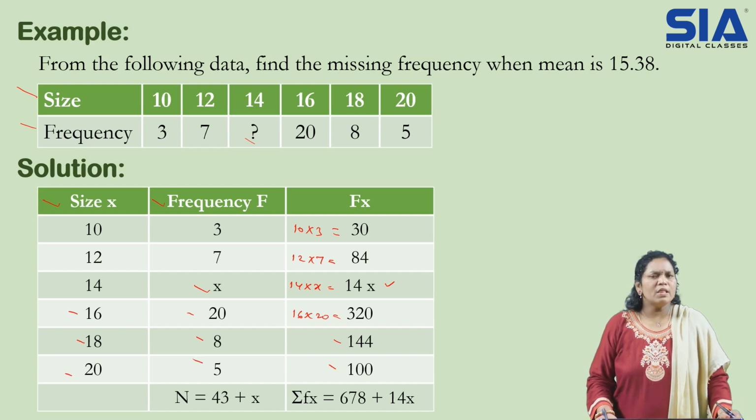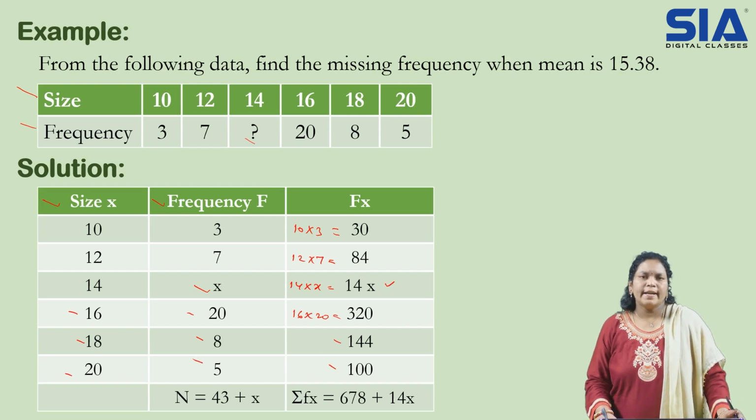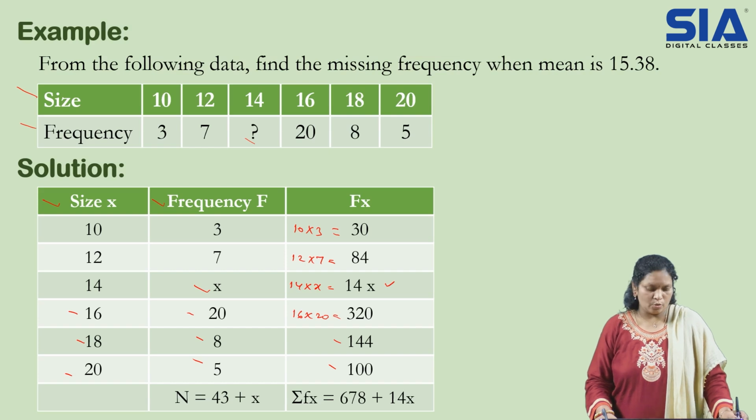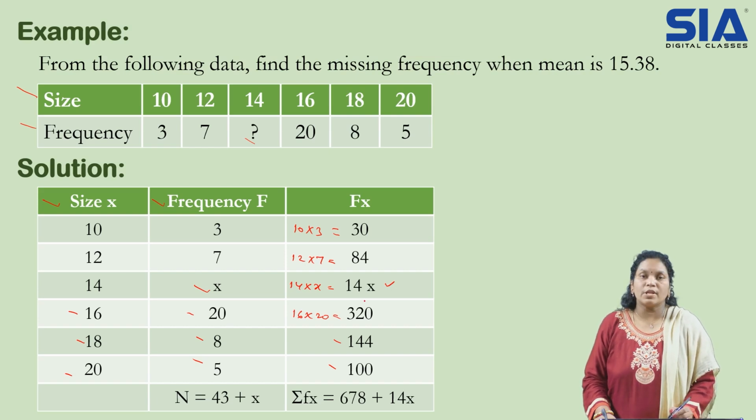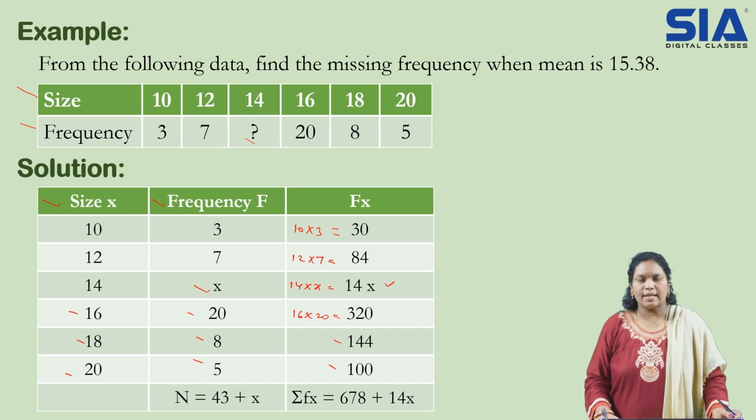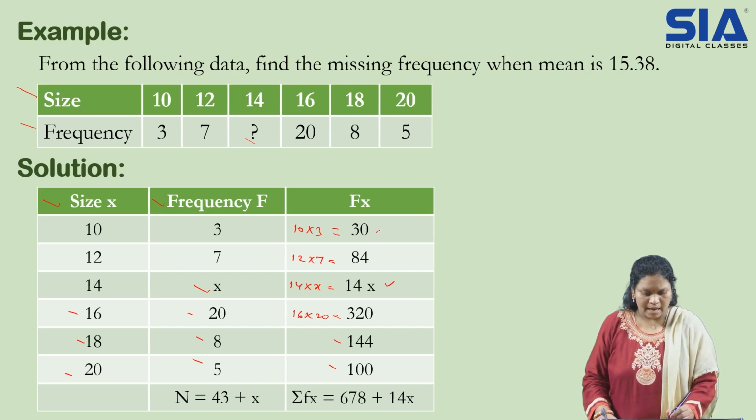So all the values as usual, how we do for discrete series to obtain mean, the same way you have to consider. Only new thing here is the missing frequency, that is here 14 into x goes to 14x. Now how to add up that data, let us check it out. To get summation fx, we have to add up all the last column values, right? So whatever the values we have, that you add up first.